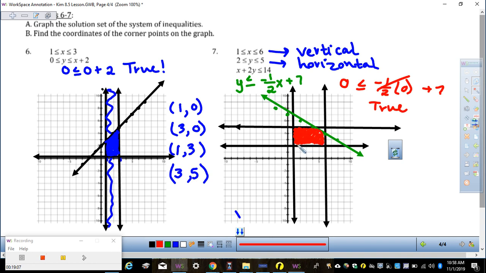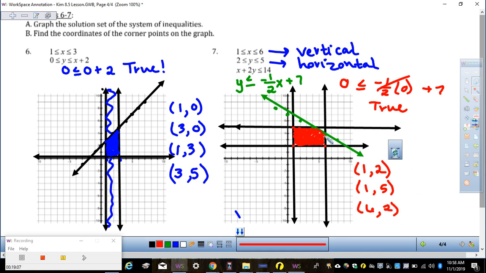And then the last piece of this, again, is to identify those corner points, and that's where we're going to end today. So first intersection happens right here when x is 1 and y is 2. Then I've got another intersection when x is 1, but this time y is 5. Let's move over to this one here because it's a little bit clearer to see. That's when x is 6 and y is 2.